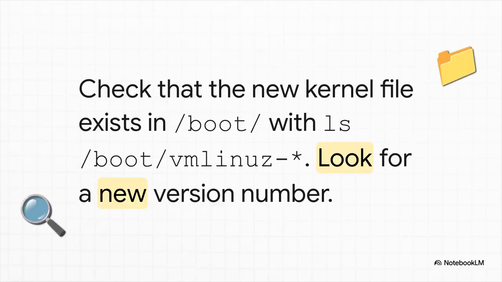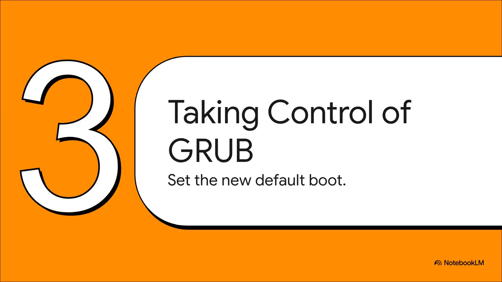We'll just list the files in the /boot directory. What you're looking for is a new file that starts with vmlinuz- and has a much bigger version number. If you see it, you know the files are on the disk. All right, so the kernel is physically on our machine. We're done, right? Nope. Not even close.